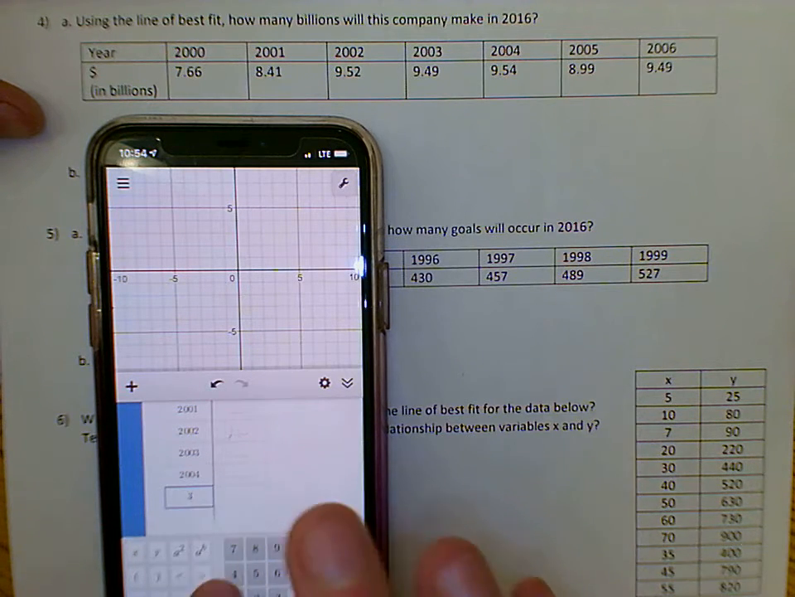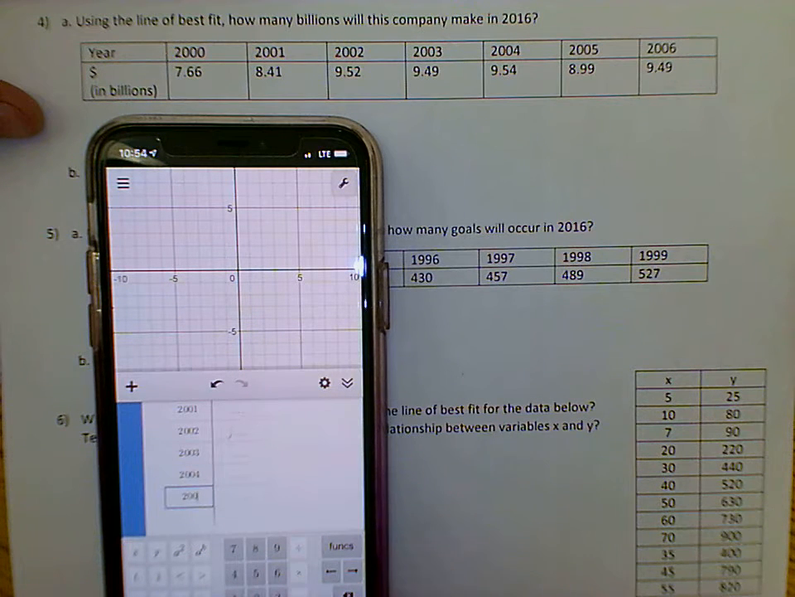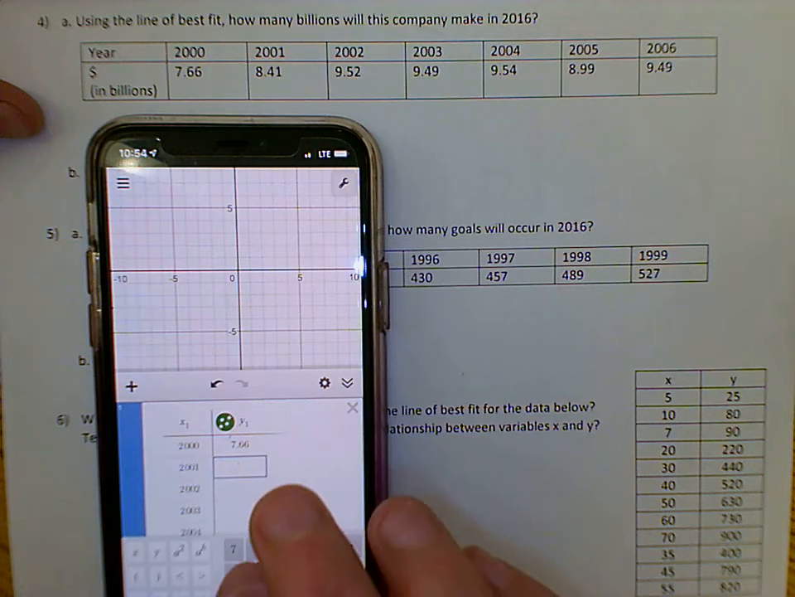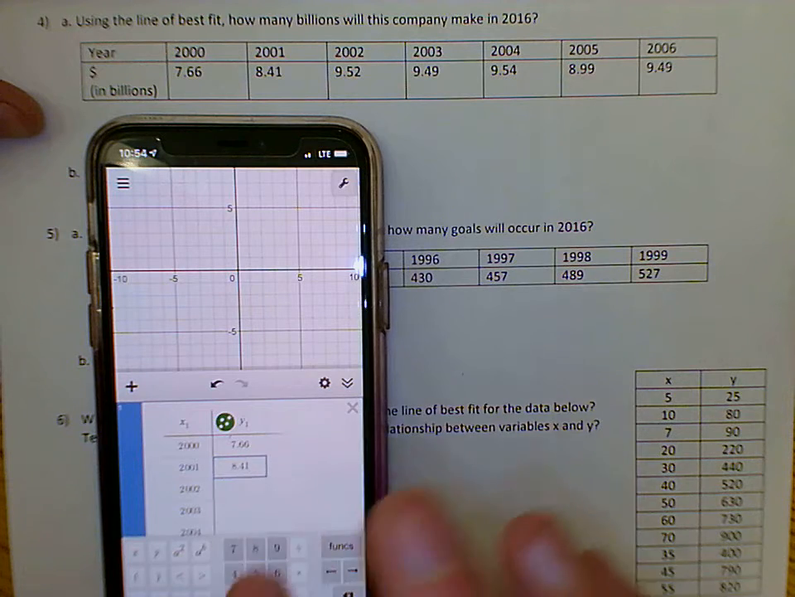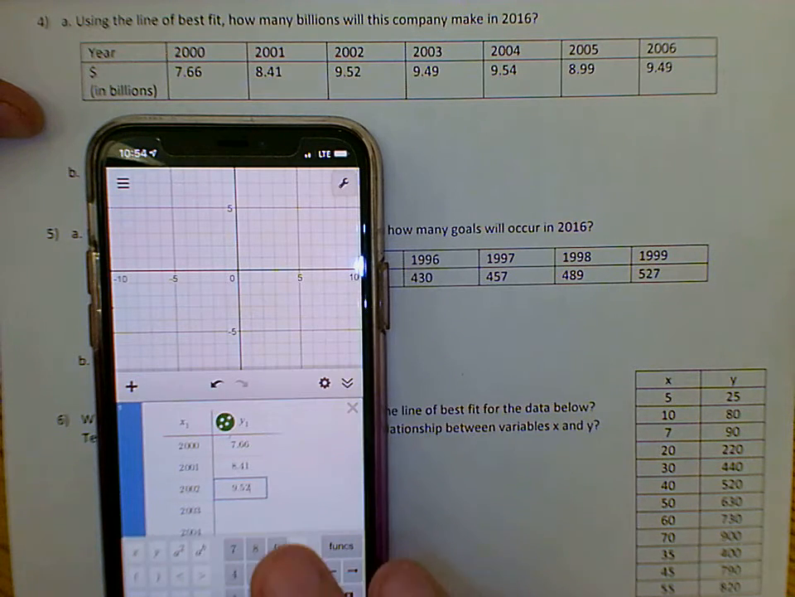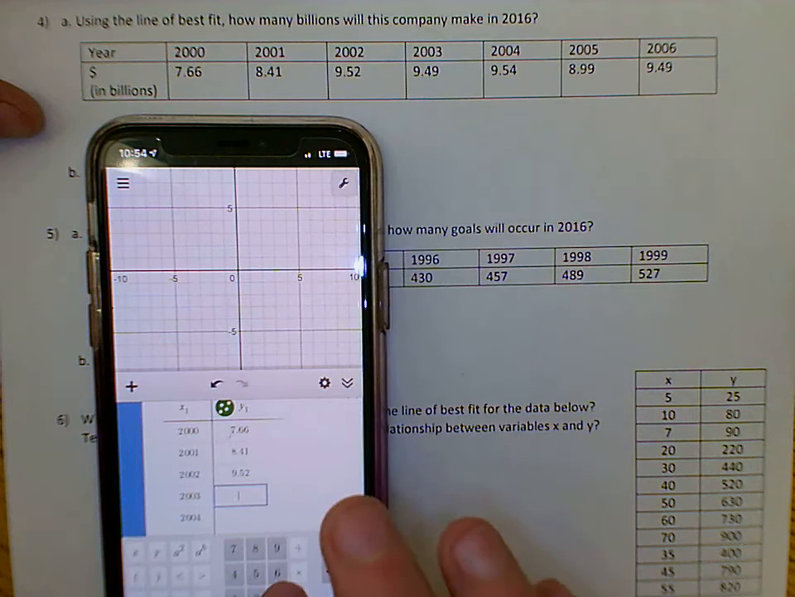Just double check and make sure you type in things correctly, because it's easy to mistype something. Alright, and then type in my Y values. So we got 7.66. And now you can type them in how they look. Just be careful and make sure you remember that when you're making predictions, what these numbers mean, okay?